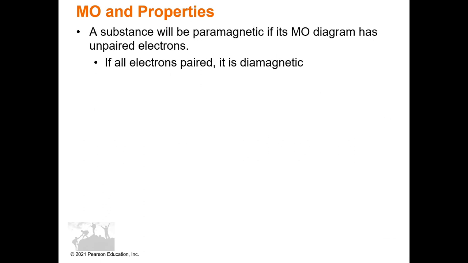So we can use this theory to figure out if some molecules are paramagnetic or diamagnetic. Looking back to our previous example, H2, is H2 paramagnetic or diamagnetic? We saw that we were only working with 2 electrons, so they must be paired. So H2 is a diamagnetic molecule.